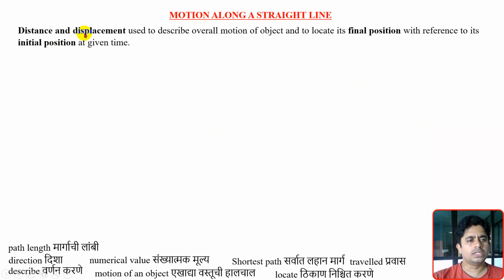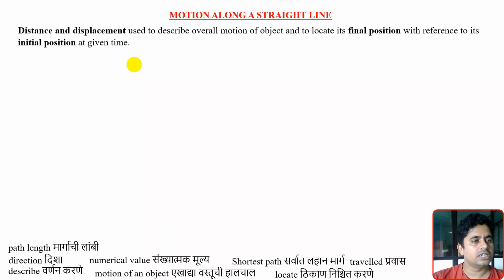As we know, distance and displacement are used to describe the overall motion of the object and to locate its final position with respect to the initial position in a given time. These two terms are mainly used to describe the overall motion of the object.